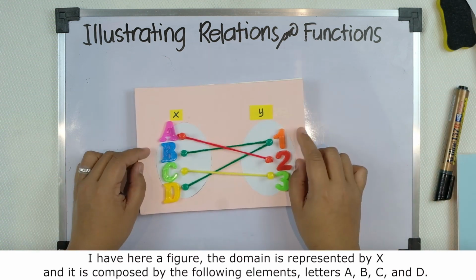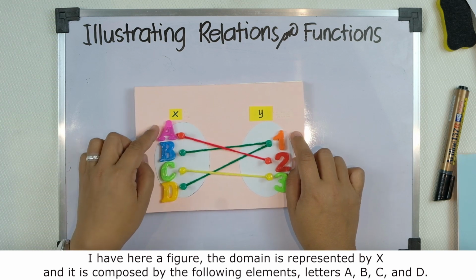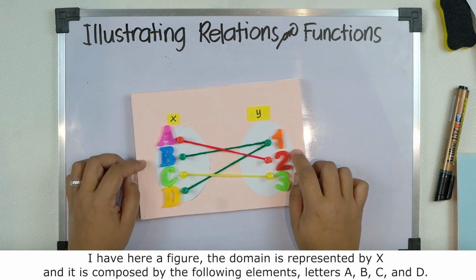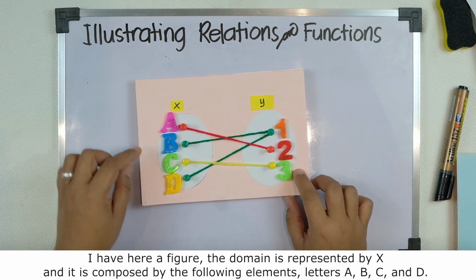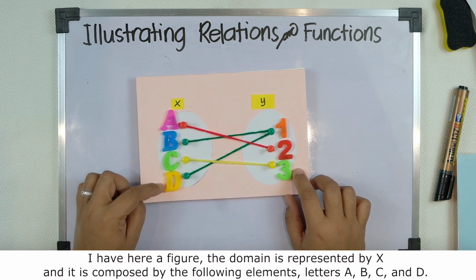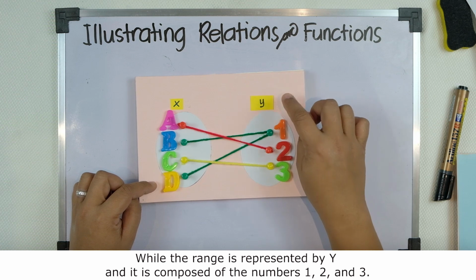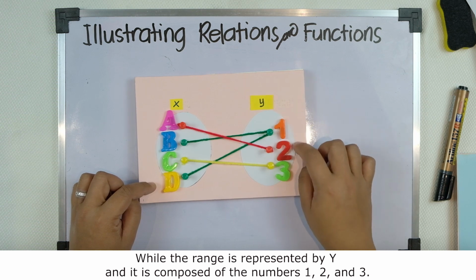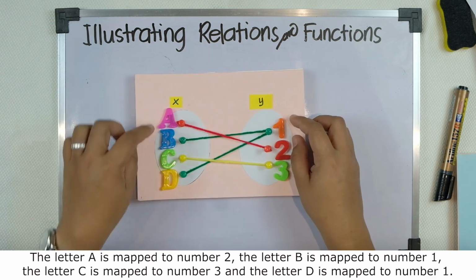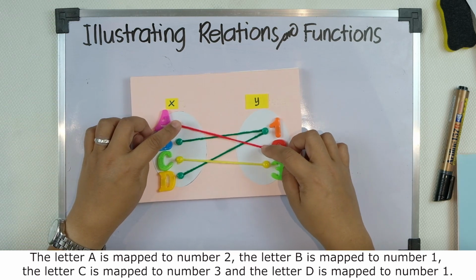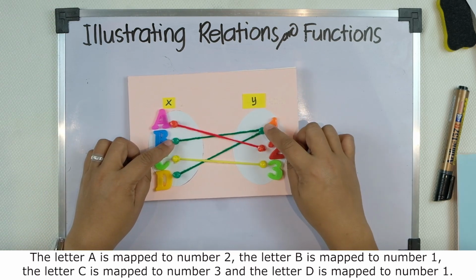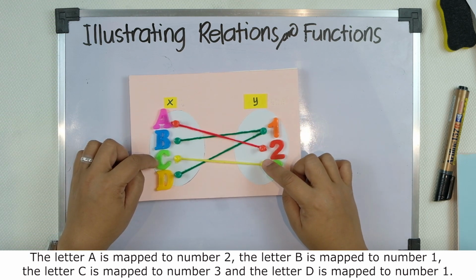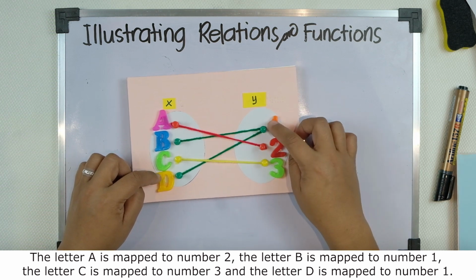I have here a figure wherein the domain is represented by the x and it is composed of the following elements, the letters A, B, C, and D. And the y represents the range. It is composed of the numbers 1, 2, and 3. The letter A is mapped to number 2, while the letter B is mapped to number 1. The letter C is mapped to number 3, and letter D is mapped to number 1.